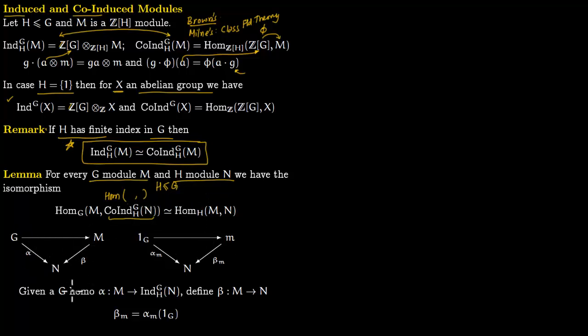More precisely, you're given a G homomorphism alpha to this co-induced module. Corresponding to this alpha, you want to have an element beta. So what is alpha? Alpha is a map from M to the co-induced module. This co-induced module is again a map, some map from ZG to N. So let us just write it as this map G to N. This is the co-induced part, and corresponding to this we want to define a beta, which will give us a map from M to N. So this co-induced map goes to beta.